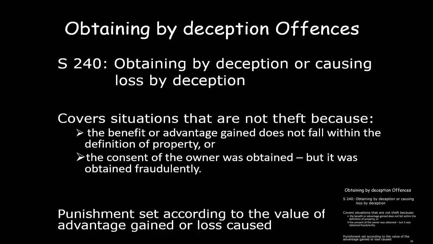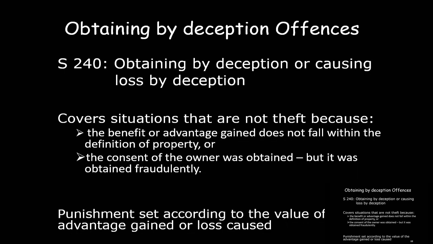Okay, so we're looking at obtaining by deception or causing loss by deception. Now we'll cover, for those of you that may have already done your tutorial this week, some of the situations where someone has taken possession of property with consent but has been deceptive in the way that they've obtained it, or that they've gained some kind of advantage or some kind of benefit that doesn't fall within the definition of property. And the punishment for this is built around the value of the advantage gained or the loss caused.